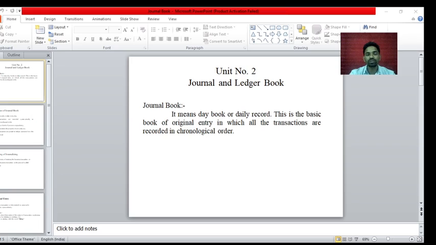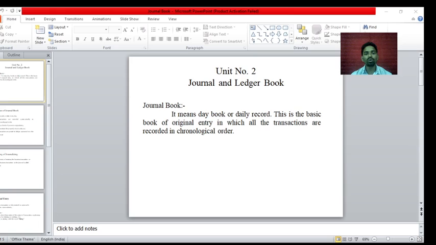First of all, the theoretical part related to the journal book. Journal book means day book or daily record. This is the basic book of original entry in which all the transactions are recorded in chronological order. So the journal book is called the daily book or the day book, and this is the original entry.